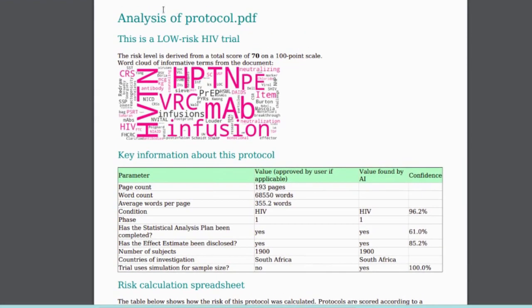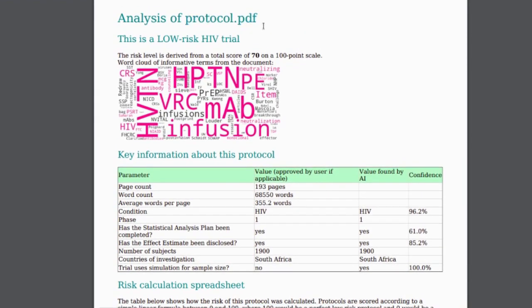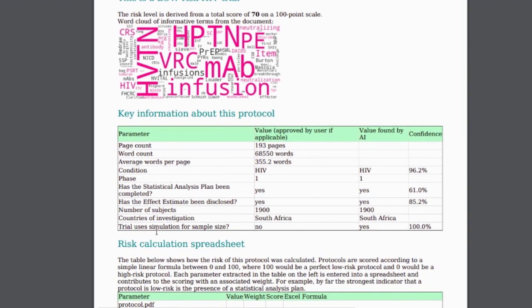We have a summary and analysis of the file name here. This is a low risk HIV trial. We have the word cloud and we have vital statistics, the page count, pathology, phase, SAP, etc. And look, things that I adjusted. So trial uses simulation for sample size. You remember that I adjusted that manually. So the AI found the value yes, and I changed that to no.